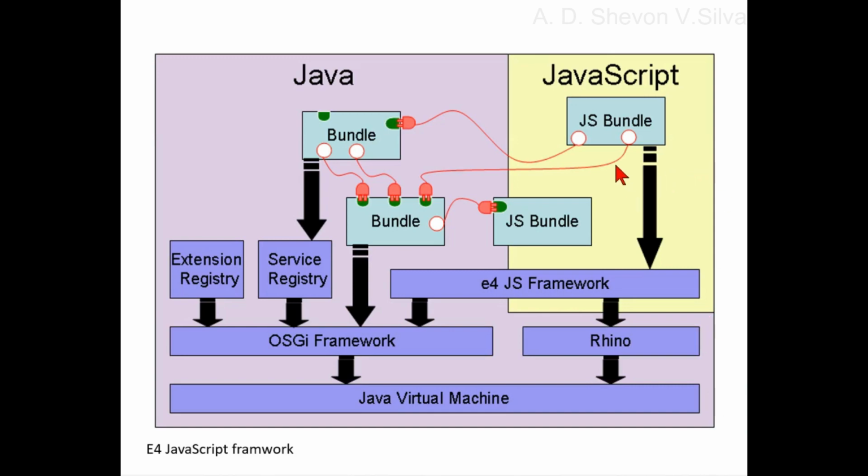Here you can see a JS bundle is inside JavaScript, and on the Java side you can see these bundles and registration, extension registry, service registry, OSGi framework, Rhino and Java virtual machines are inside the Java section. Here bundles are connected to bundles, and this bundle is plugged into a JS bundle, and here a JS bundle is connected to a bundle, and a bundle is connected to the service registry, and this bundle is connected to the OSGi framework.